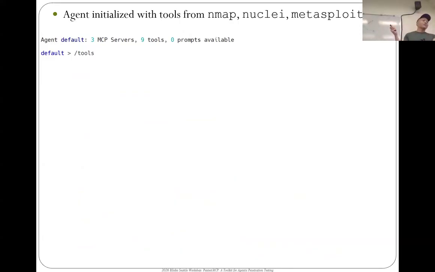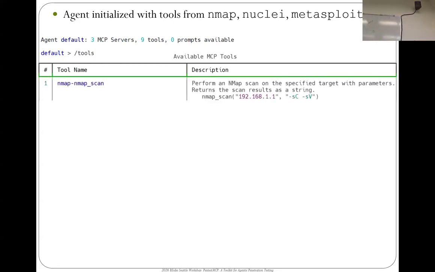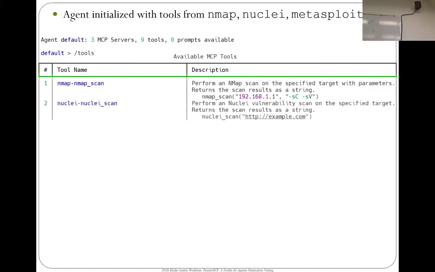I'm going to run this thing. I'm going to get 3 MCP servers. I'm going to say, what tools do I have? I've got the Nmap tool. So this is what the agent has. I got the Nmap tool to do the scan. I know how to do a scan. I've got the nuclei tool. I know how to get vulnerabilities on those targets that I have scanned.